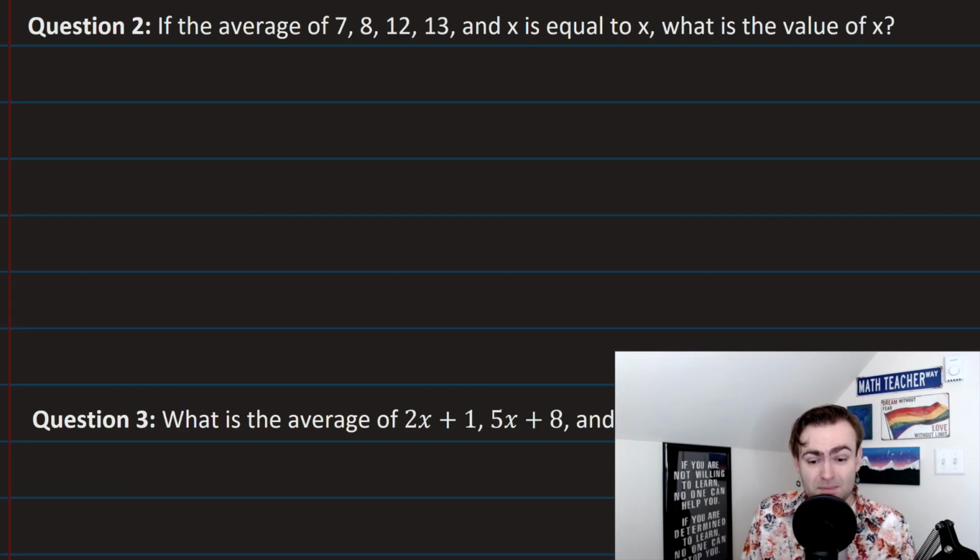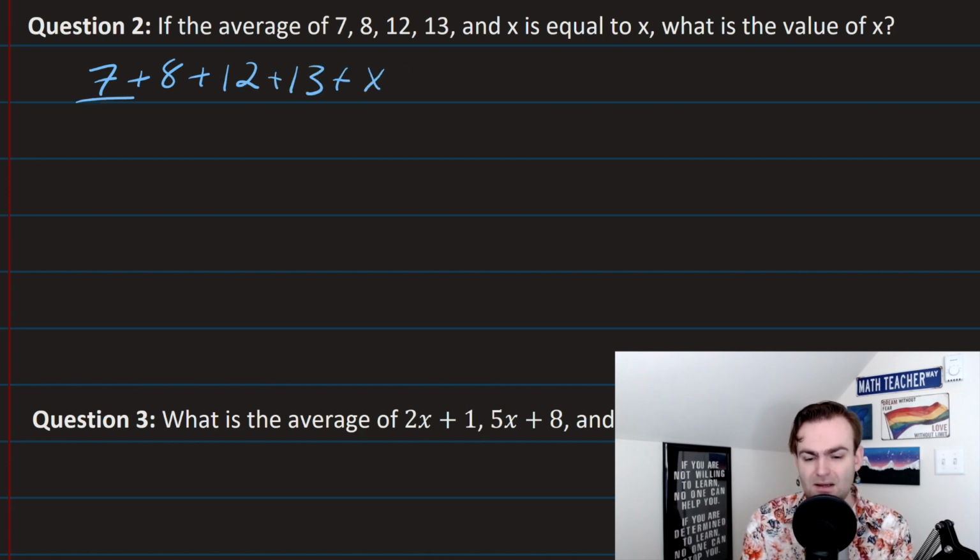Now let's try the next problem. If the average of 7, 8, 12, 13, and x is equal to x, what is the value of x? So now we're missing both a part of the data set and we're missing the actual average itself. What does this mean? So we have 7 plus 8 plus 12 plus 13 plus x divided by 5 is equal to x.